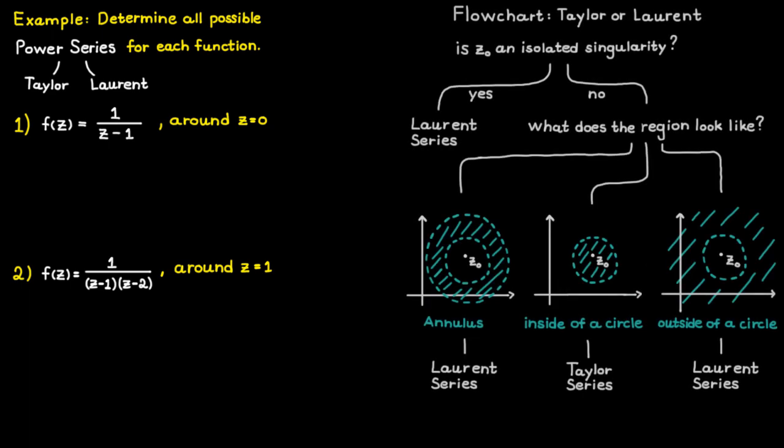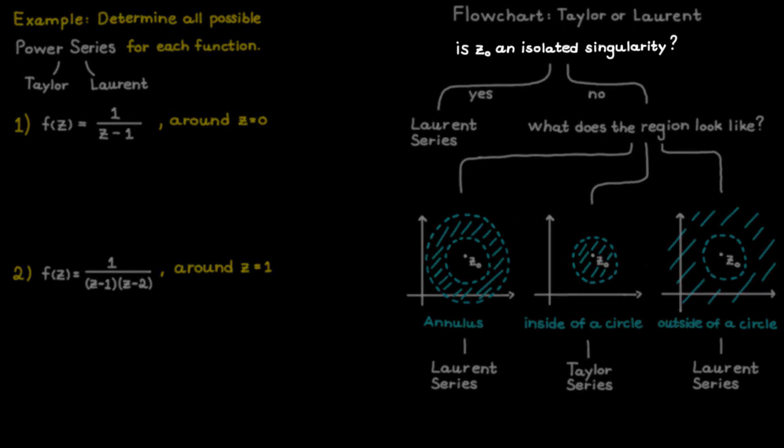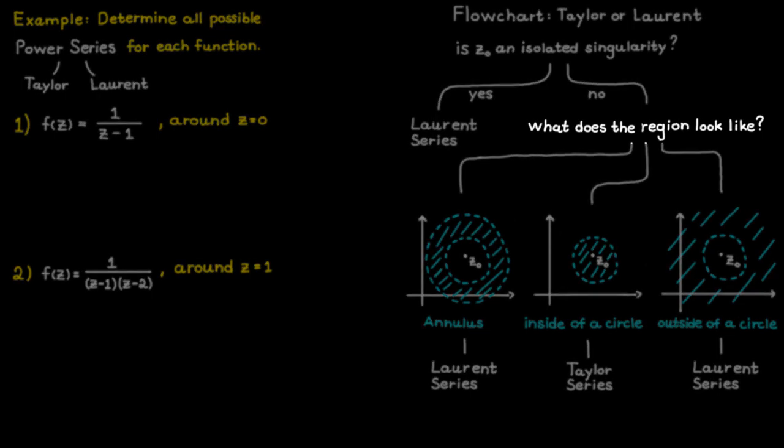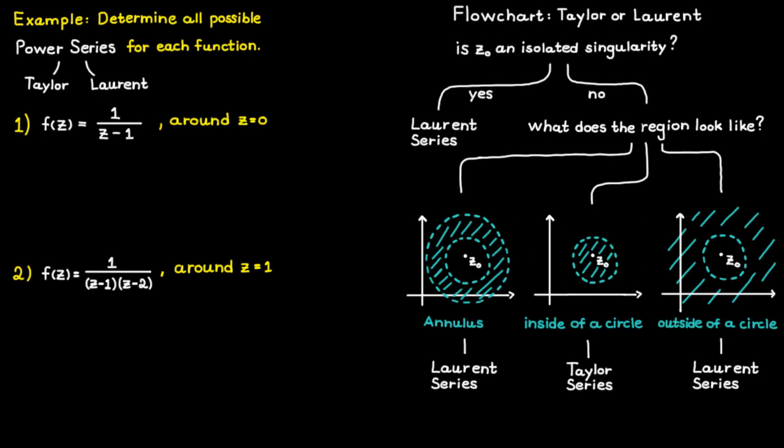So I made this small flowchart for you guys, which will help you to determine the appropriate series. And the only thing you really need to know to use it is if the point of expansion, c0, is an isolated singularity for a function, and what the shape of a region looks like. And I think the best way to really get the hang of this flowchart is to do some examples, so let's get going.